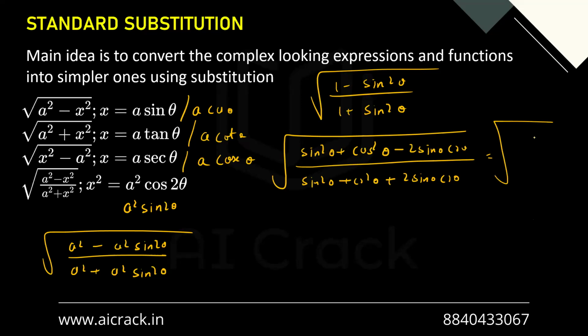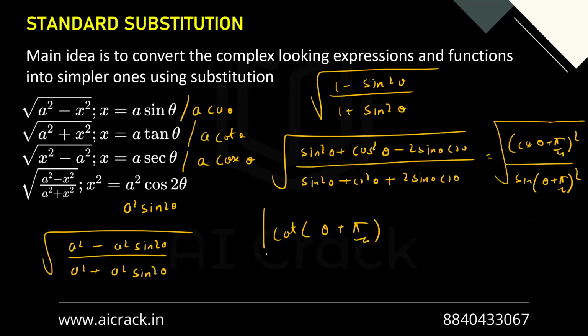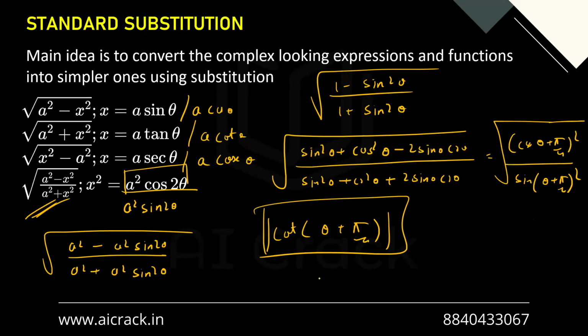So what we have got is cos of (theta plus pi by 4) whole square divided by sine of (theta plus pi by 4) whole square, right? So ultimately we have got cot of (theta plus pi by 4). Now this is not a very standard expression, right? In that case, we were getting simple tan theta. In this case we are getting mod of cot of (theta plus pi by 4), so it becomes a little more complicated. That's why we avoid this one. So we usually take a square cos 2 theta as the substitution in this case, okay?